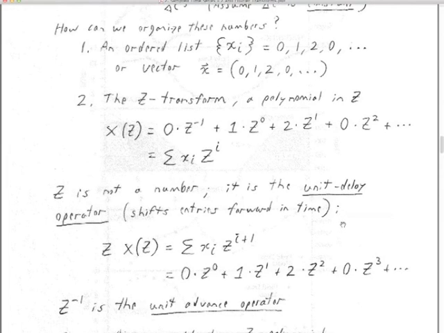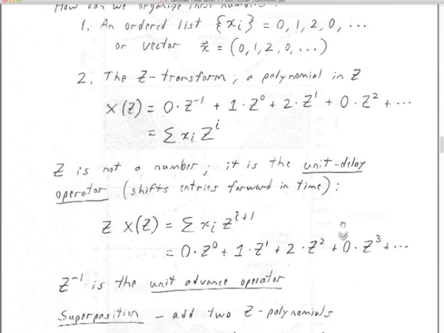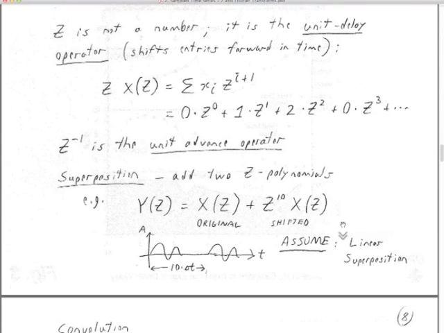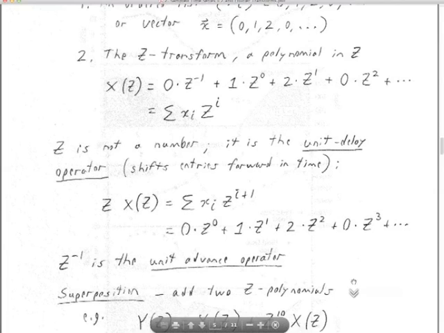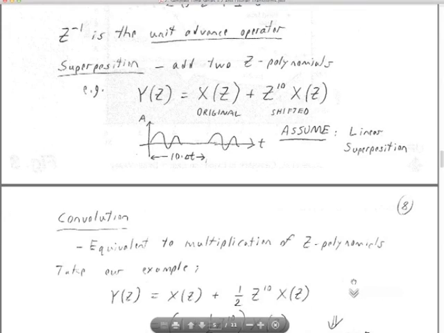Now, let's just see what we can do with this polynomial. It's not an ordered list. It's not a vector. It's a polynomial in Z. And Z, even though it's this funny operator, still obeys algebra. So anything you can do to a polynomial, you can do to a Z polynomial. You know that you can add polynomials, right?